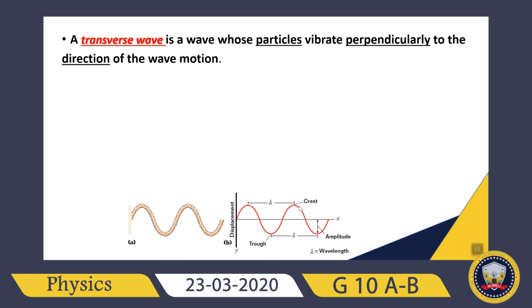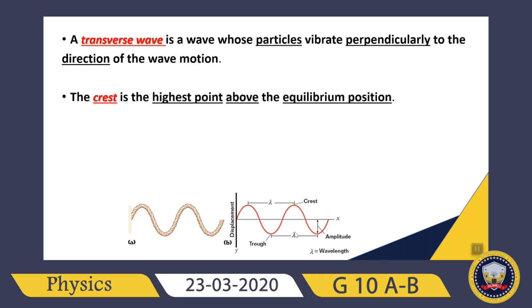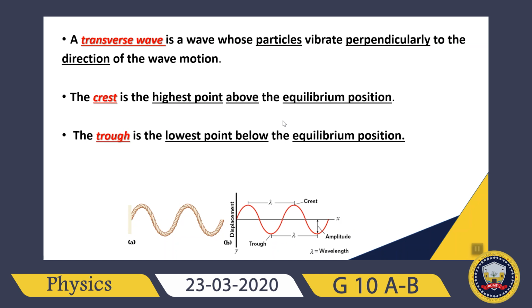So the highest points are called crests, while the lower points away from the equilibrium position are called troughs. So the transverse wave consists of a group of crests and a group of troughs. The highest point above the equilibrium position is called the crest, while the lowest point below the equilibrium position is called the trough. What about the distance between two successive crests? For example, here is the first crest and here is the second one.